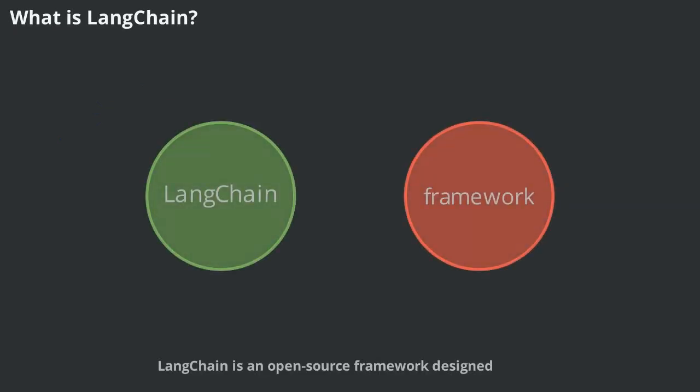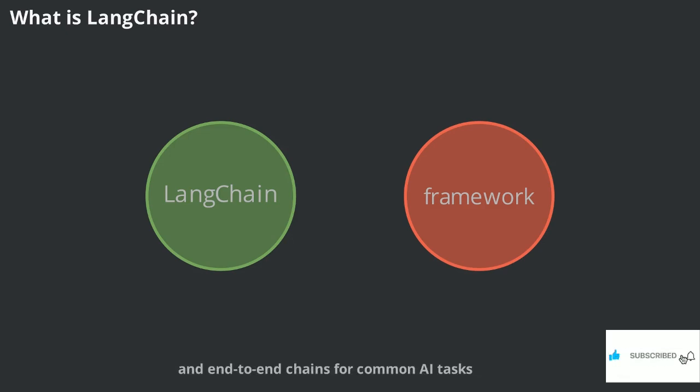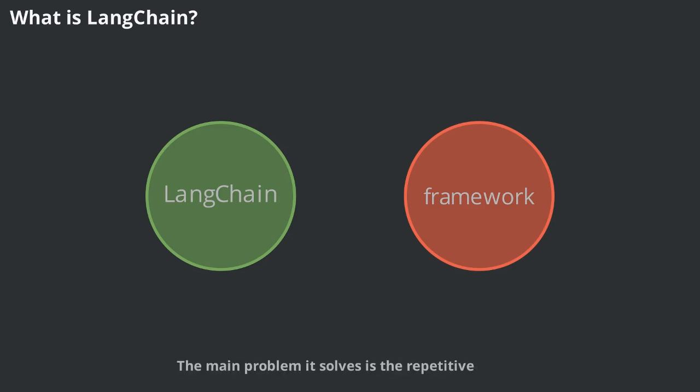reinventing the wheel. LangChain is an open-source framework designed for developing applications powered by language models. It provides a standard interface, a wide range of integrations, and end-to-end chains for common AI tasks. The main problem it solves is the repetitive work involved in building with LLMs, like prompt engineering, connecting to data sources, and managing memory. LangChain offers reusable components for all these needs, making your development process modular, interoperable, and production-ready. Plus, it's community-driven, with a massive ecosystem of extensions.